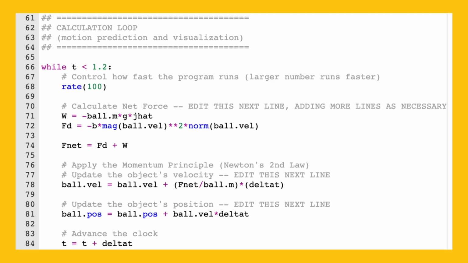So here's our calculation loop. We find the weight force, or force of gravity, which is negative mg j hat, and the force of drag, which is negative b times the magnitude of velocity squared times the v hat, which is shown here. And then F net is our weight force plus the drag force. Then here we apply the momentum principle to update the ball's velocity and position. And then we iterate time.